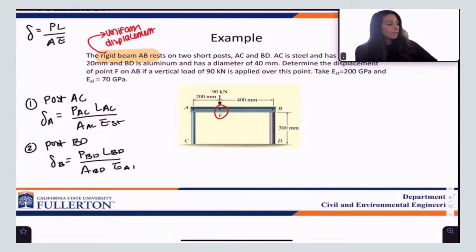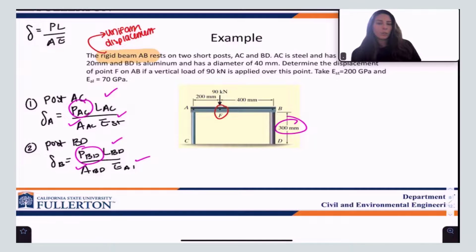Now let's look into this. What information do we already have to fill these equations? Do we have the length of AC? Yep, we do, 300 millimeters. Do we have the area of AC? Yes, we do. The diameter is given, right? So that means we have the area. We have the modulus of elasticity for steel and aluminum. Same thing for BD. We have the length, the area, and the modulus of elasticity. All we're missing is PAC and PBD.